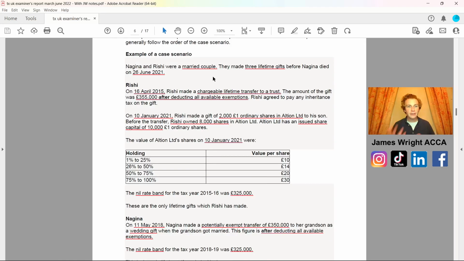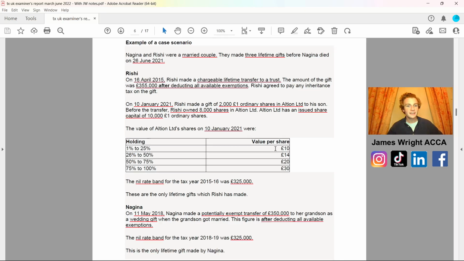So we have a married couple, Nagina and Rishi. They've made 3 lifetime gifts, and this is where, if you're in the examination, you're getting a bit stuck. Usually the first part of the question refers to the first part of the scenario, and they work it down bit by bit. So if you're ever getting a bit lost, maybe you're stuck on Requirement A of Section B, go straight to the top.